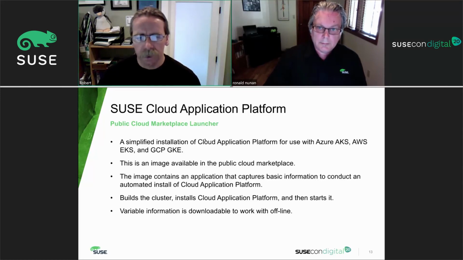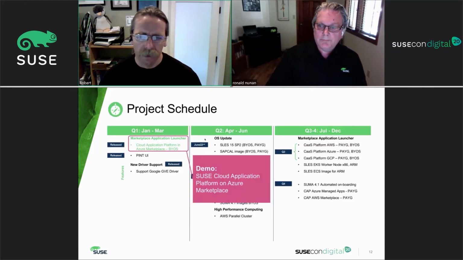Currently the launcher image, or installation image, is only available in Azure, but as you've seen, we're working on getting the same concept image out for AWS and Google. You can see AWS and Google on the roadmap, and we expect to be there by the end of May.